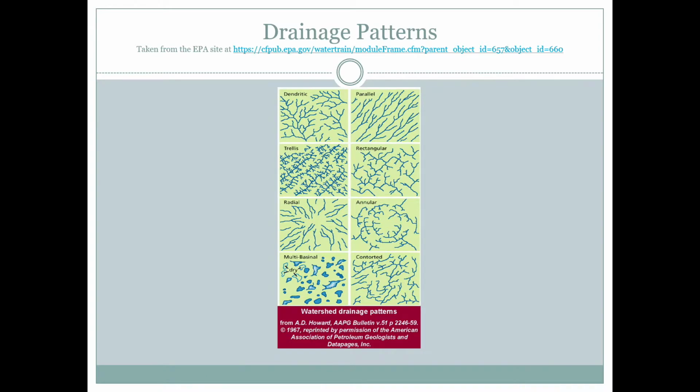So if we want to look at these patterns more in visual form, you can see them here. There's the 2 at the bottom, multi-basinal and contorted, we're not going to learn. But the top 6, we are going to learn. So you see dendritic there, look like veins on a leaf. Parallel, they're kind of parallel to one another. Trellis, right? You can see the pattern there. Rectangular, the 90-degree bends. Radial, from a central point. And then annular, concentric circles.